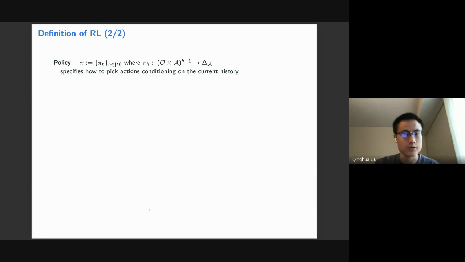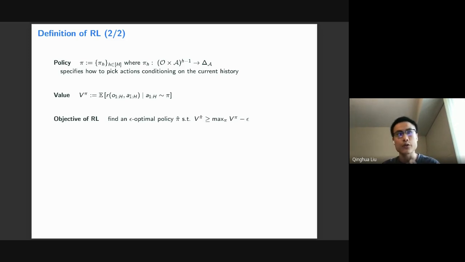To study reinforcement learning, we need to first introduce several very important terminologies. The first one is policy. Mathematically, a policy is a set of functions that maps a sequence of observations and actions to a distribution over the action space. Intuitively, it specifies how to pick actions, conditioning on the observations and actions that you have seen in the current episode. Given a policy pi, we can define its value, V pi, which is equal to the expected reward the learner will receive if she follows policy pi to sample an episode.